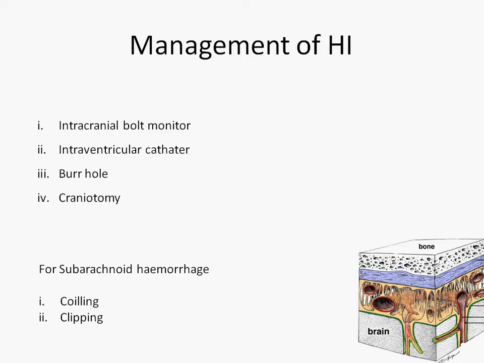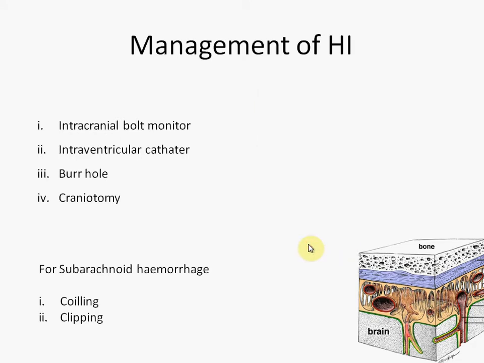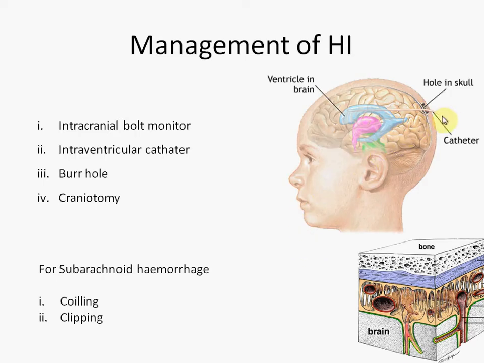An intracranial bolt monitor may be used, and here is an example of one. Rather than doing serial CT scans and exposing the patient to a lot of radiation, a bolt monitor can be put through the skull to measure the intracranial pressure. Intracranial pressures can also be managed through a catheter into the ventricle of the brain, into the lateral ventricles.